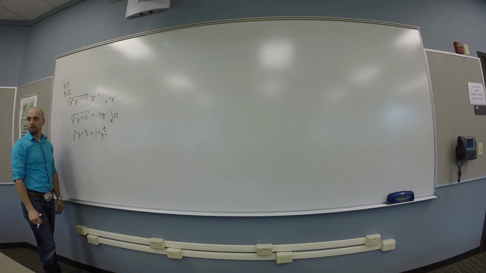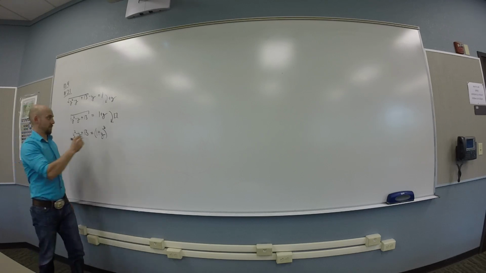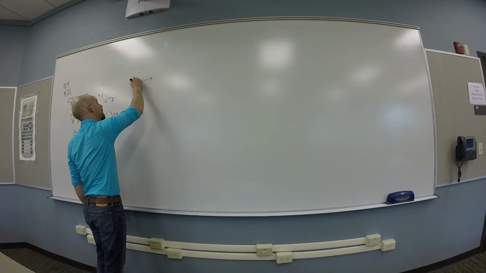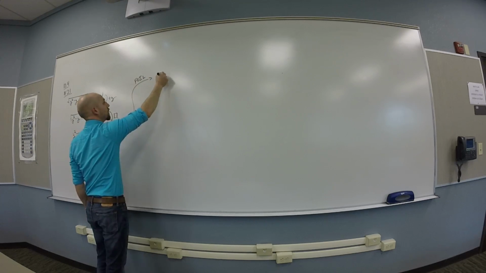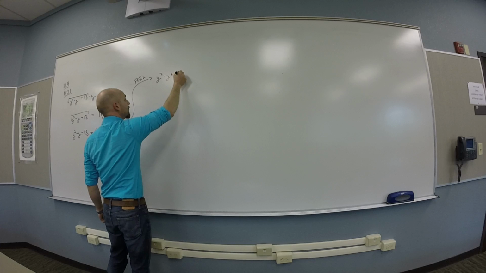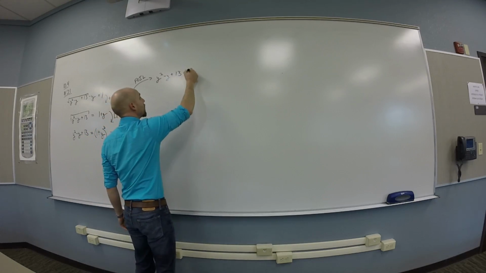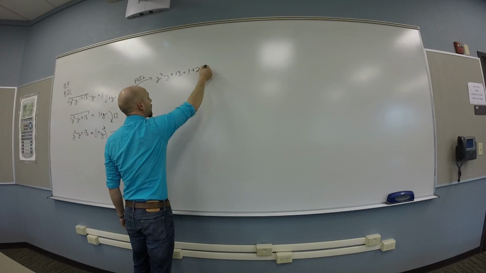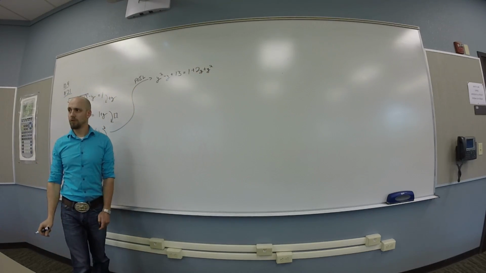Yes? Okay, then what did we do? FOIL the squared out. So you FOIL the right-hand side, and you got y squared minus y plus 13 is 1 plus 2y plus y squared. Okay, then what did you do?